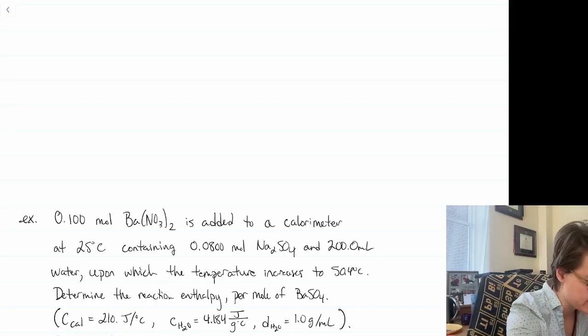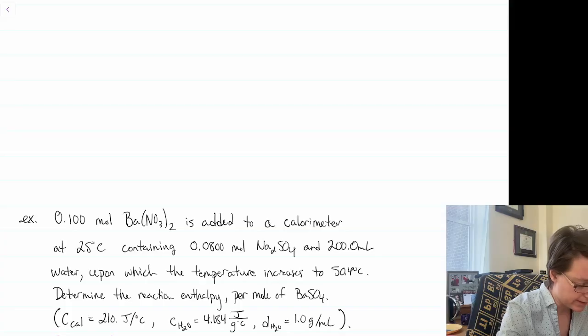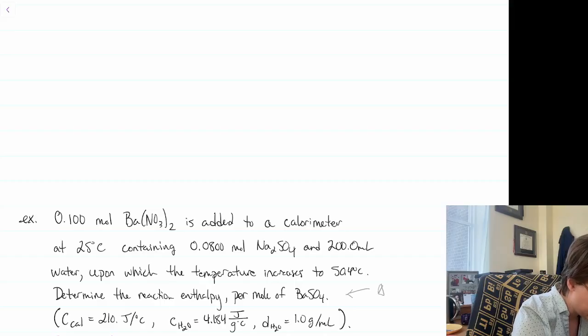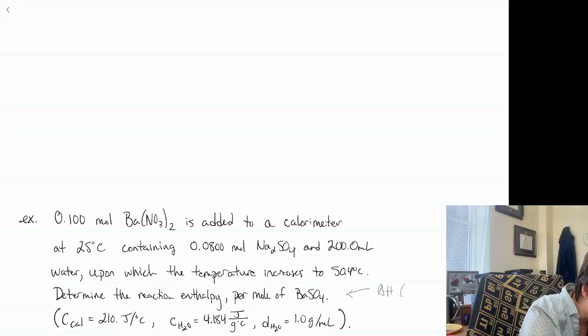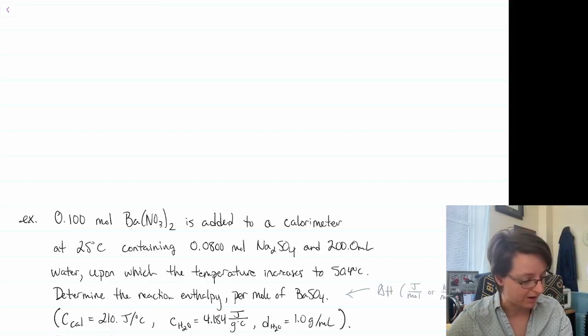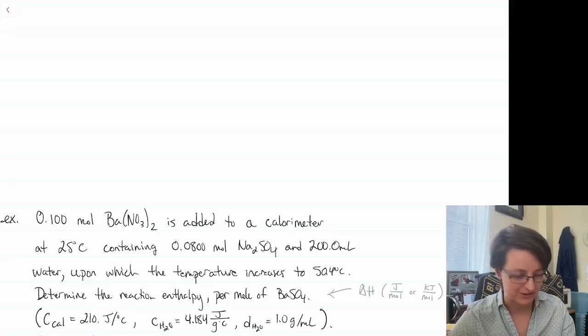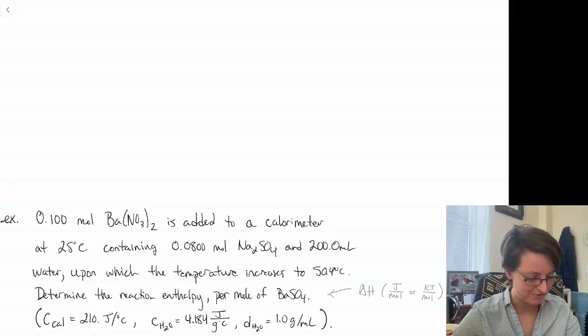So right away, I know that something we are looking for in this problem is, if it wants us to give an enthalpy, that means that we are solving for delta H, and we better end up with units of joules per mole, or if we feel like it, kilojoules per mole. This problem didn't specify, so at the end of the problem I'm probably going to pick whatever gives the number that I don't have to put in scientific notation.